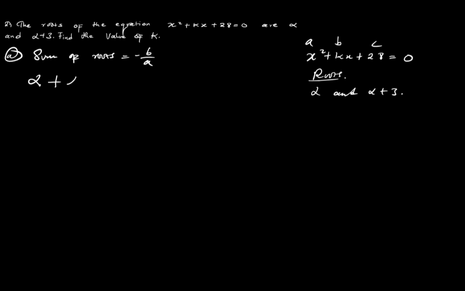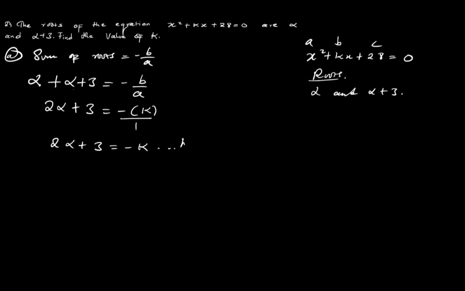I'm going to say alpha plus alpha plus 3 should give me negative b over a. Now alpha plus alpha is 2 alpha plus 3. Then negative b, the value of b is k, over a, which is 1. So I have 2 alpha plus 3 being equal to negative k. This is equation number 1.